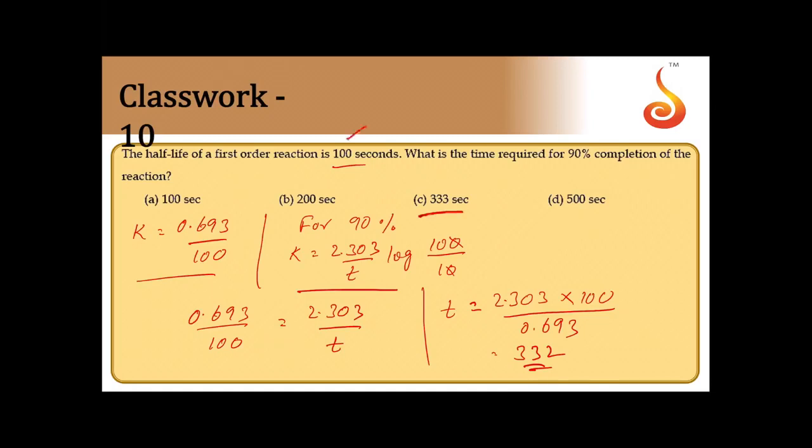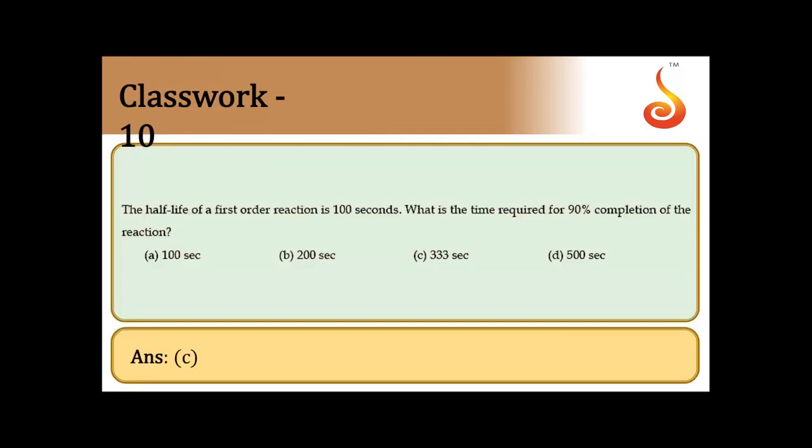So the half-life is given as 100 seconds, and we found the value of K for that. For 90% completion, the initial value is 100 and 10 remains. We have taken first order equations, we equated both, and we got the answer as 332. The answer is option C. Then the 11th one.